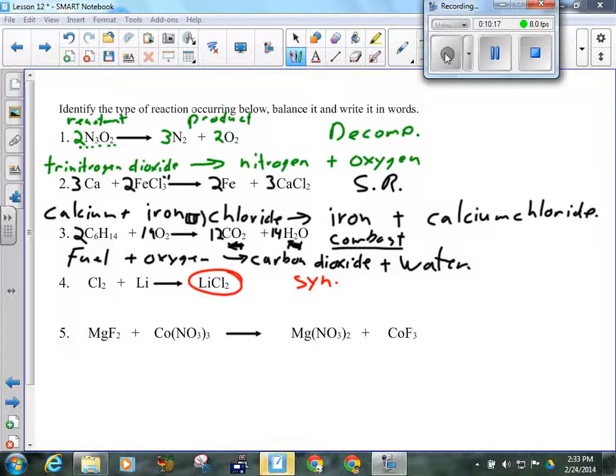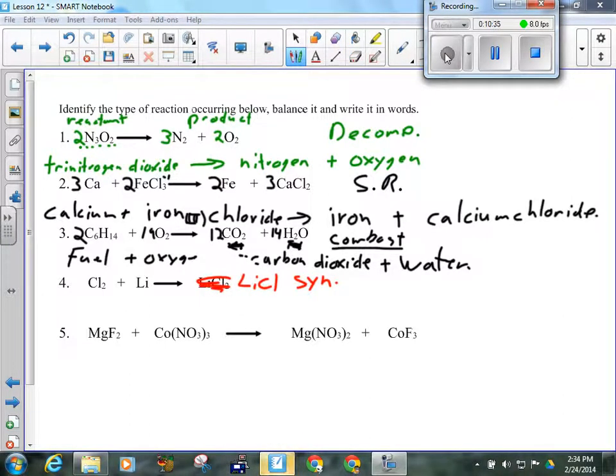Right. This is not swapped and dropped correctly. Lithium has a +1 charge. Chlorine has a -1 charge. This shouldn't be LiCl2. It should be LiCl. So there's a mistake right there.